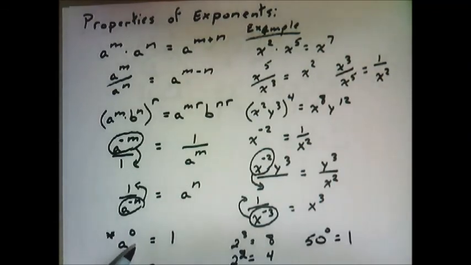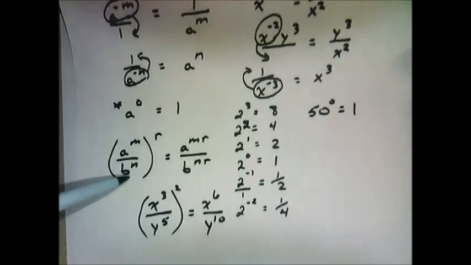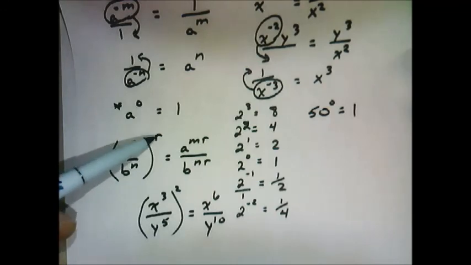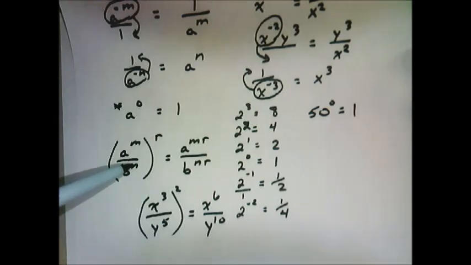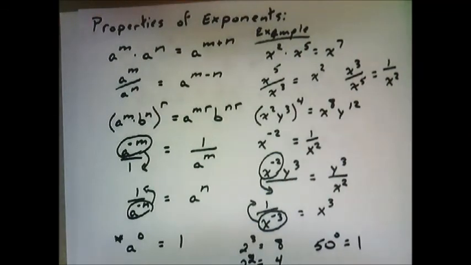We have a to the 0, or anything to the 0 power, gives us 1. And if I have a fraction to an exponent, I can distribute that exponent to all of our exponents on the inside of that quantity through multiplication. And that concludes our properties of exponents.